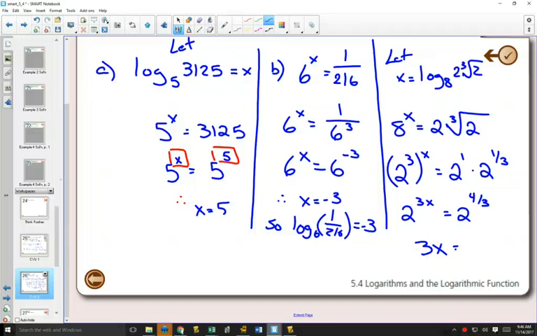Anyways, 3x equals 4 over 3. Divide both sides by 3, which is the same as multiplying by 1/3. So we get x equals 4 over 9.